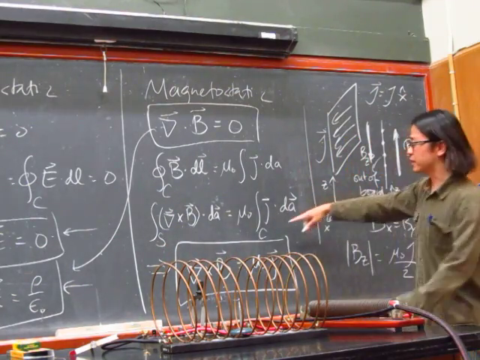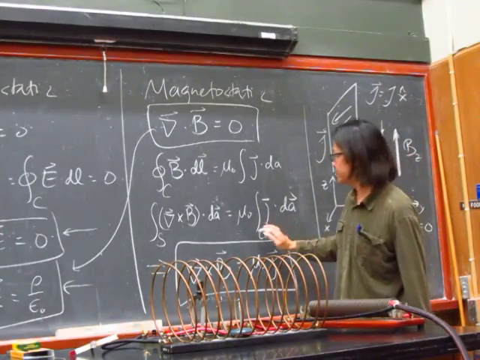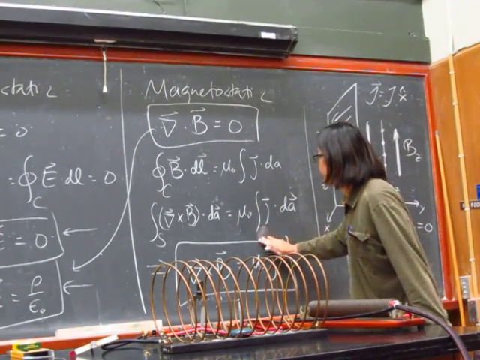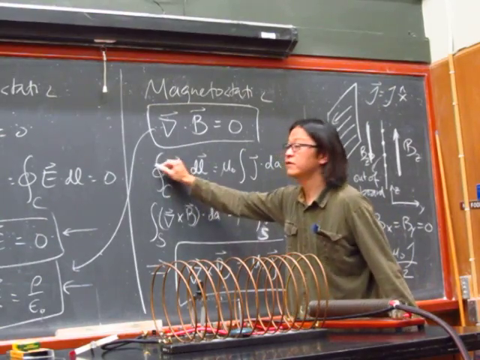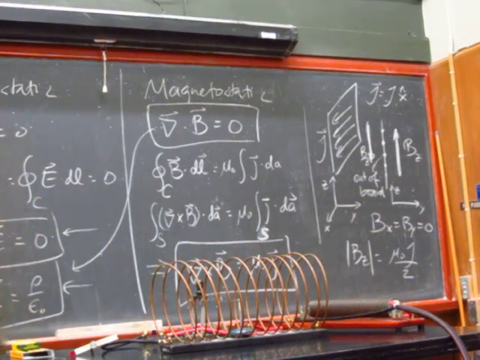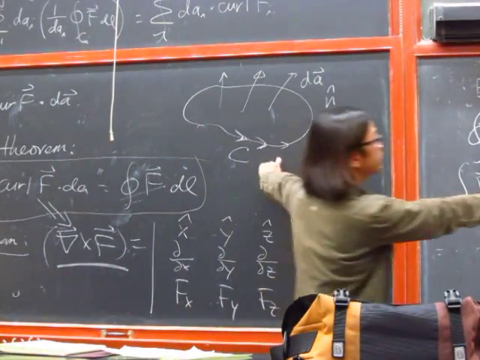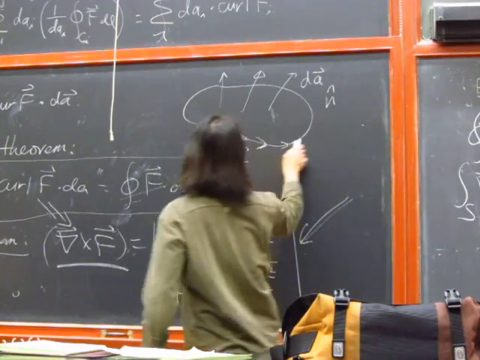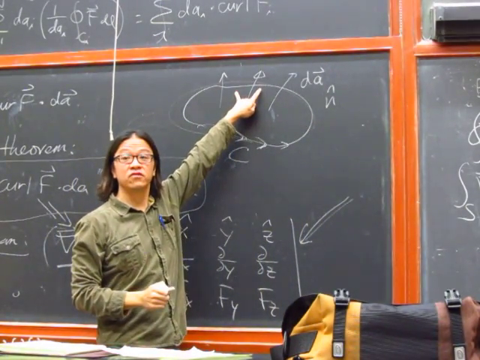Yes, this will be a closed curve. This is a closed loop. This is a surface, right? This is the closed curve. So if I take a closed loop like this, and I calculate the line integral of B along it, it has to be equal to mu naught times the current enclosed, right?